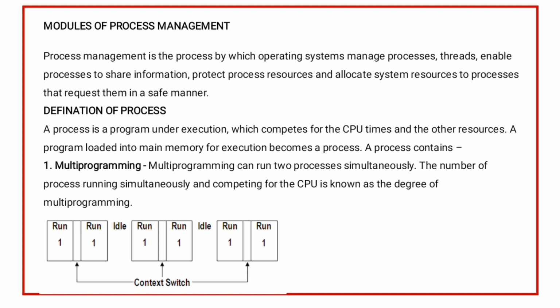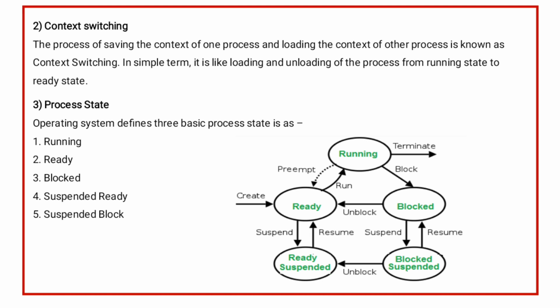It is called context switching, and this example shows a context switching. Now, next is what is context switching? The process of saving the context of one process and loading the context of another process is known as context switching. In simple terms, it is like loading and unloading of the process from running state to ready state.